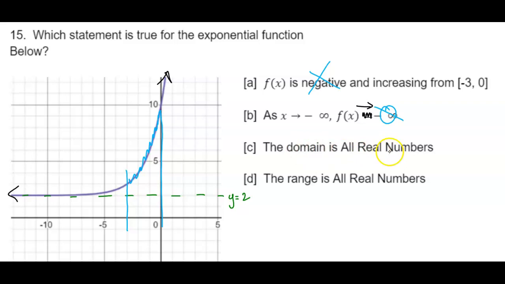Next statement, the domain is all real numbers. That is true. That is true for every exponential for the reason I stated before. And also D is not true because the range of an exponential function is constrained by this horizontal asymptote here. All right, so the answer to this question is C.